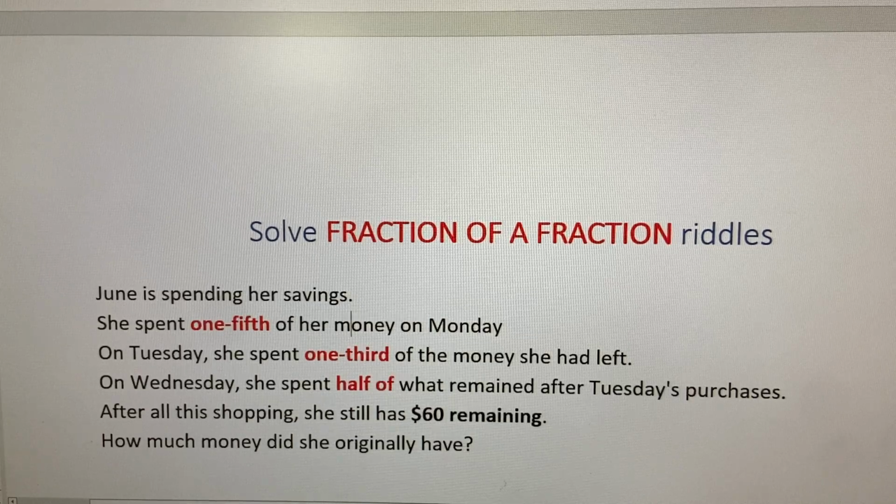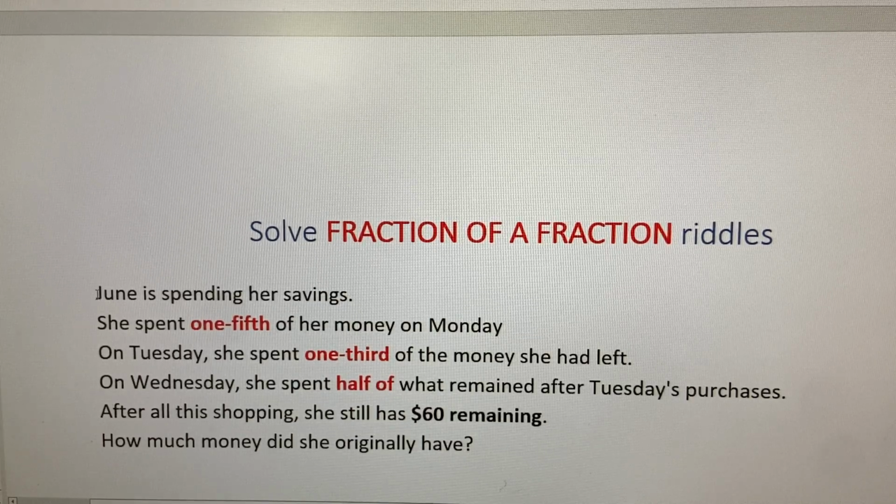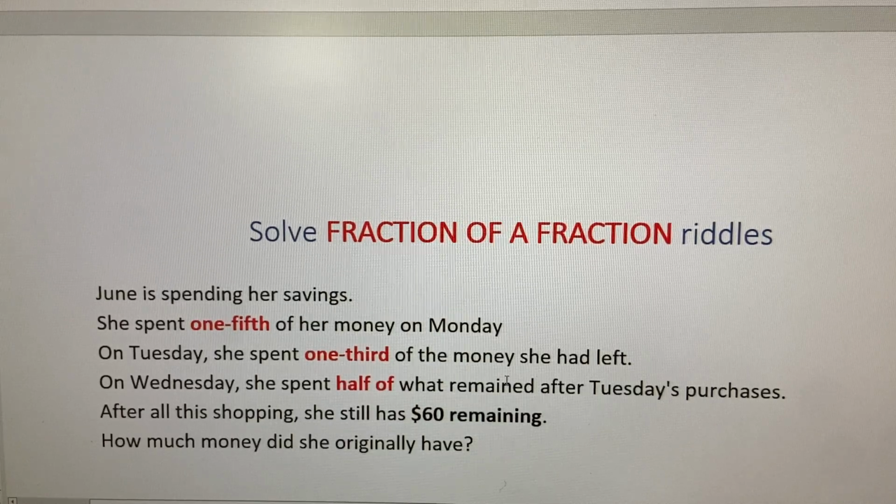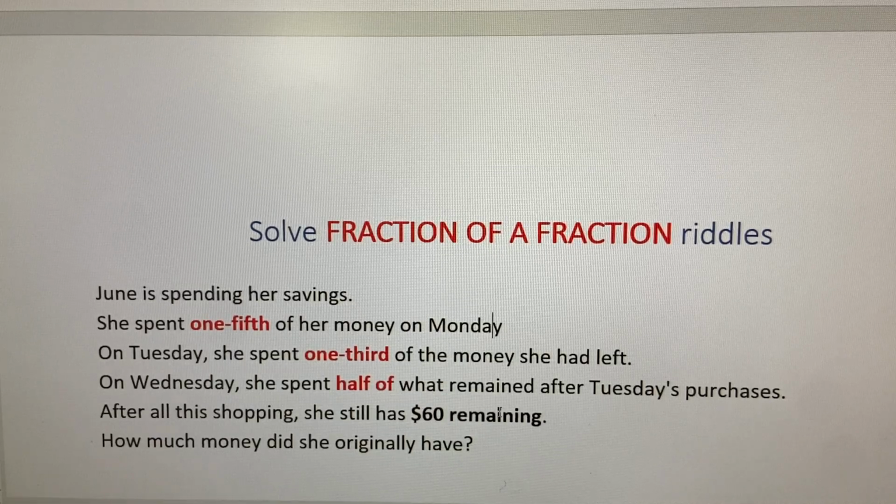Very typical. June, that's not the name of a month. It could be Jimmy, Julio, or whatever, some name of a person, is spending her savings. She spent 1/5 of her money on Monday. On Tuesday, she spent 1/3 of the money she had left over from Monday. And on Wednesday, she spent half of what remained after Tuesday's purchases. After all this shopping, she still has $60 remaining. How much money did she originally have?